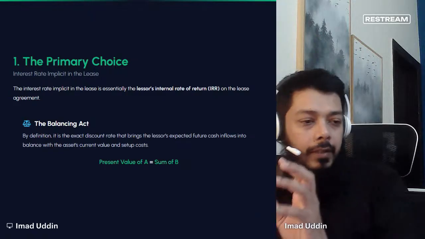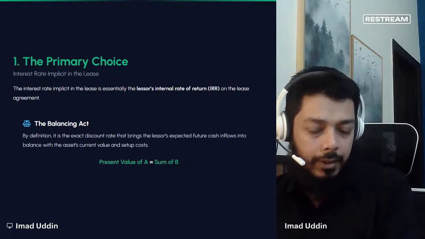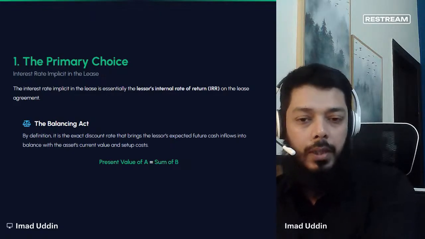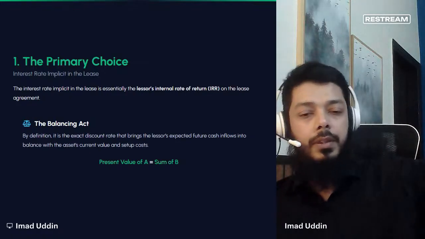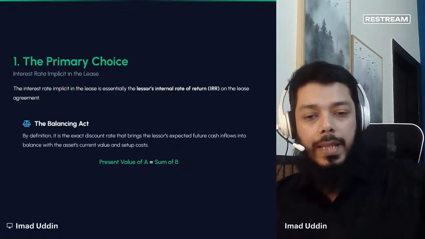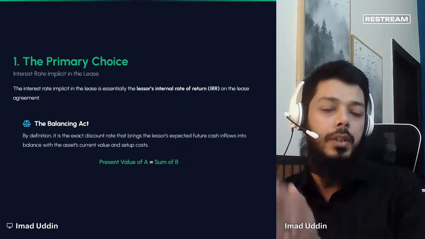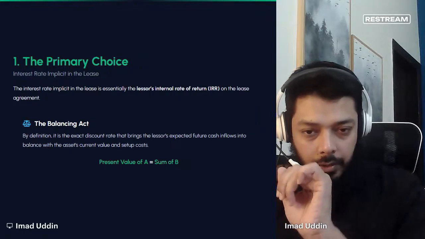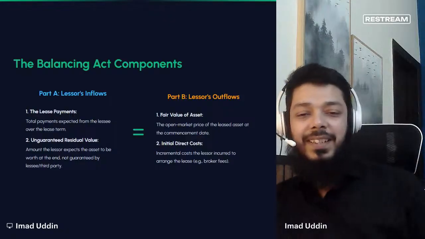And so, if the investment that has been made is basically the fair value of the asset and the initial direct costs incurred by the lessor, then the return the lessor would receive is all the future payments plus the residual value, guaranteed or unguaranteed, because the asset would be sold at some price. All of those future benefits would be received because the lessor has invested in the asset and the costs, to make it very simple.